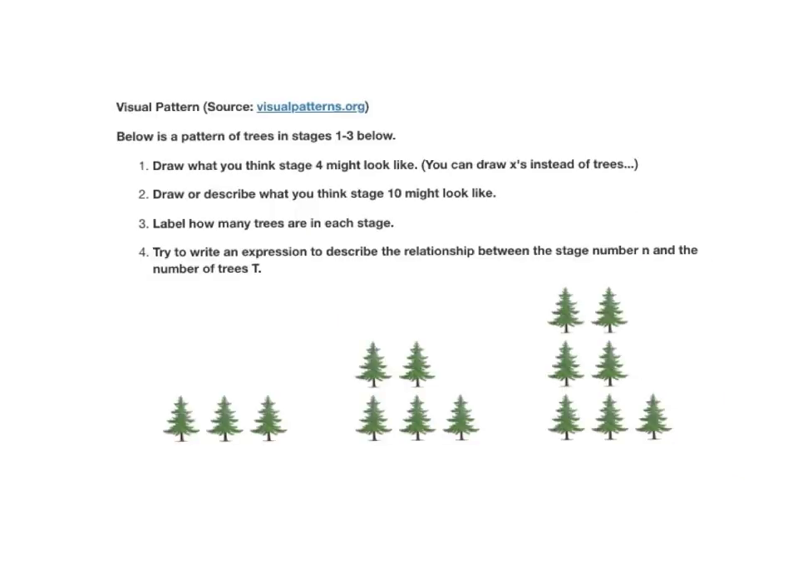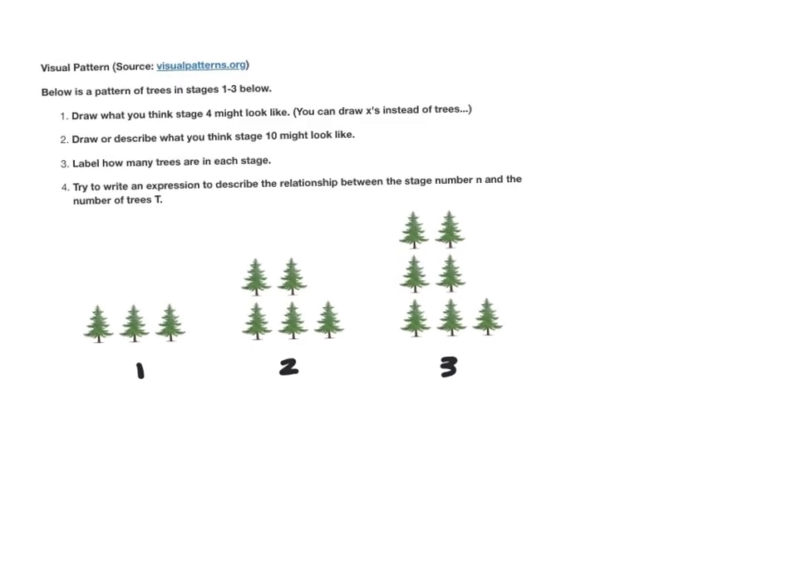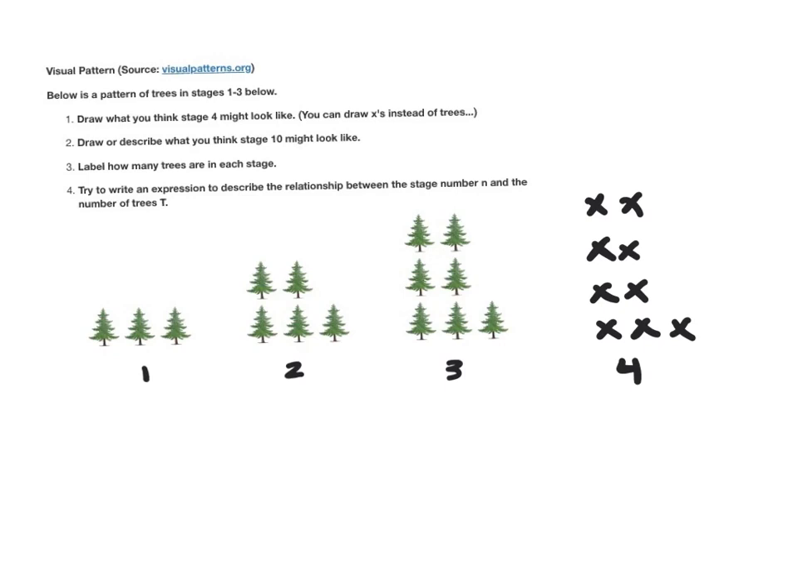All right, so the first one says, draw what you think stage 4 might look like. If we know that this is stage 1, this is stage 2, and this is stage 3, then certainly we can figure out what stage 4 probably looks like. In my mind, this is what I picture. So my answer to number 1 would be this right here.